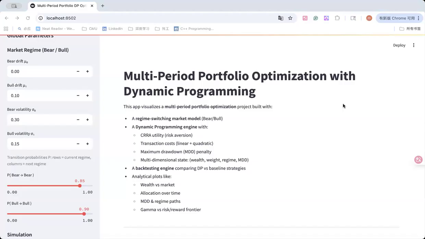Hi everyone, this is Mohan, and this is a short video demo of my final project, a multi-period portfolio optimization tool built with dynamic programming and an interactive Streamlit interface.